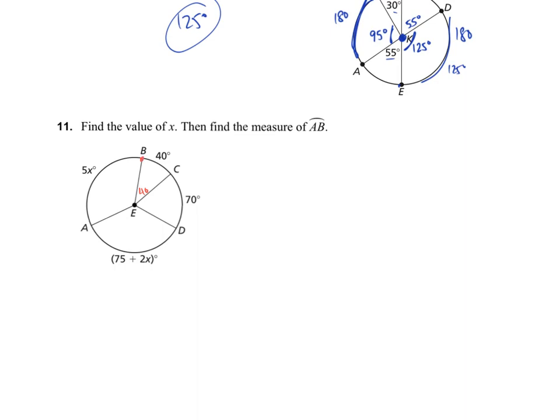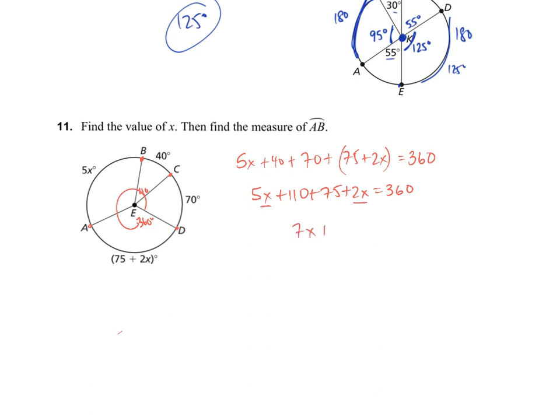So what I do know, since I'm given every single arc on here, when I add up all these, I'm going to get the total for a circle, which is 360 degrees. So I can say 5x plus the 40 plus the 70 plus the 75 plus 2x, all of this comes out to be 360 degrees. So adding all this up, we're going to have 5x plus 110 plus the 75 plus the 2x equals 360. So this will give me 7x plus 185 equals 360.